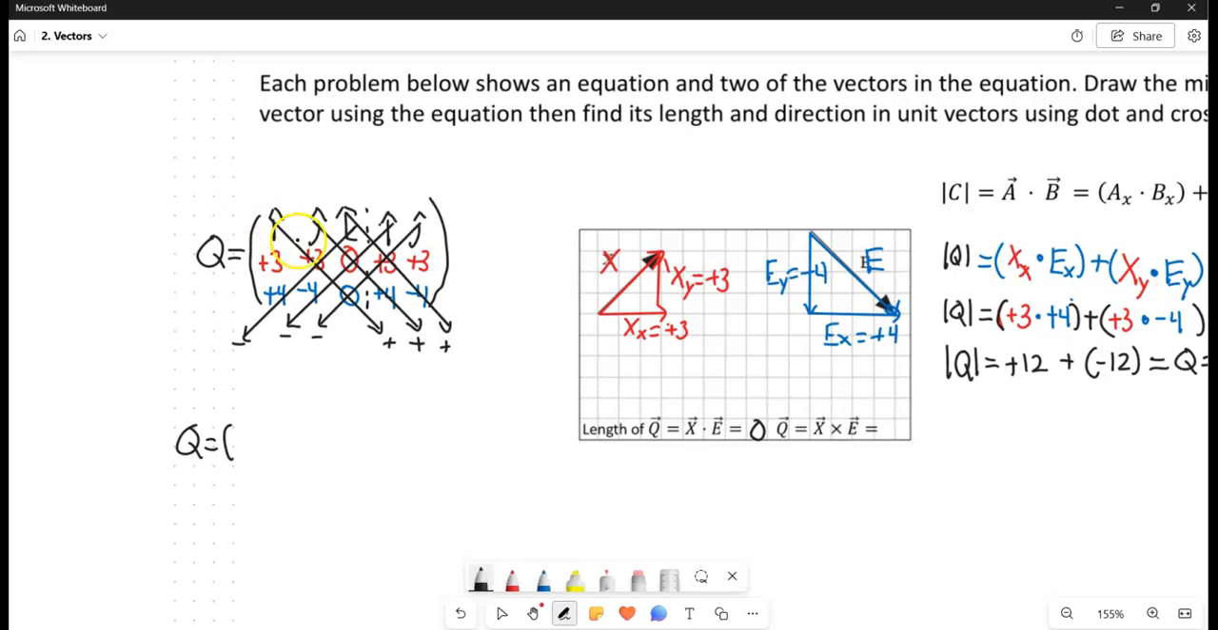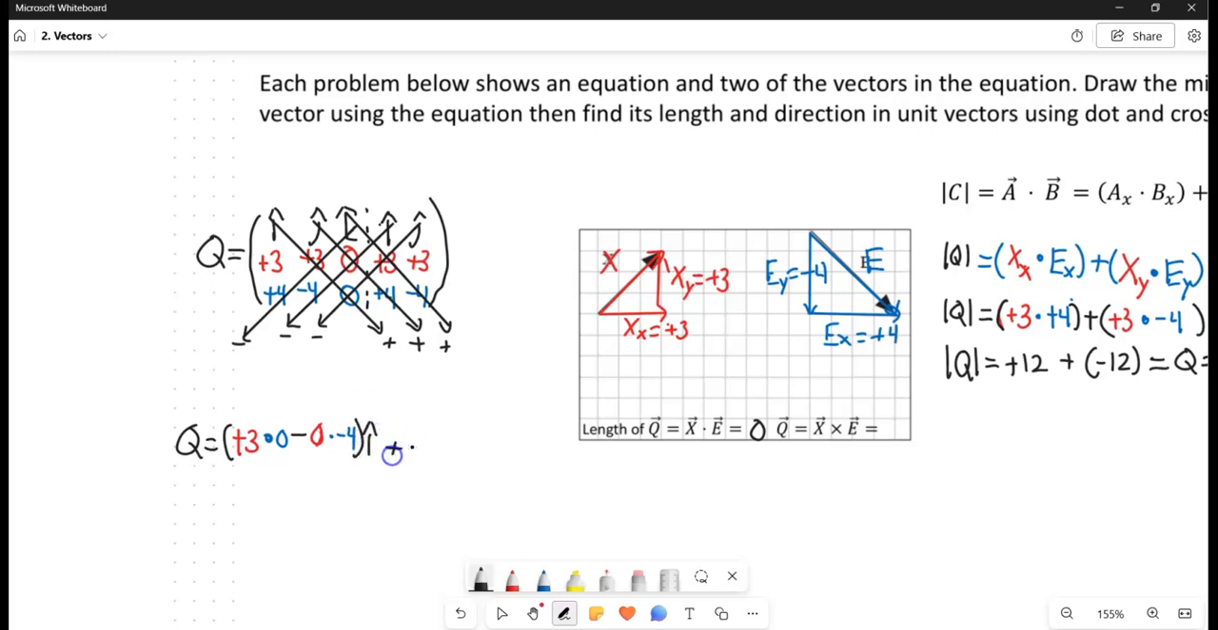So we're going to do the i's first. So this is going to be positive 3 times 0 minus, for the i, that'll be 0. Make sure you go in order, times negative 4, and this is for the i hat.